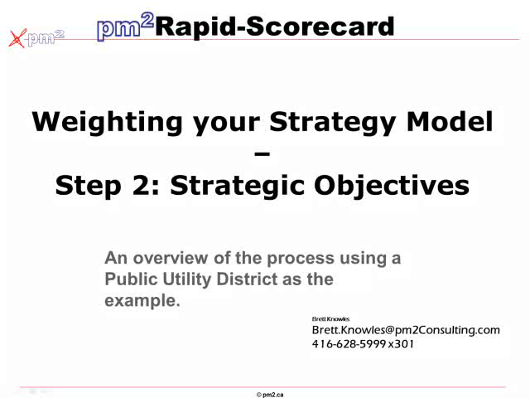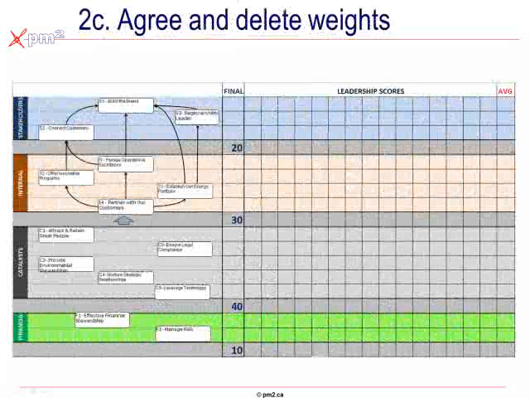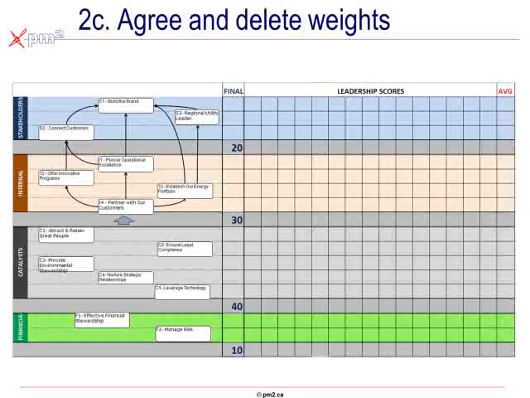Okay, so where we left off is we now have a strategy model that's weighted at the perspective level. So we have 4 numbers, 1 for each of the 4 perspectives. Our task now is to take the team through the activity of taking each of those perspective totals and allocating it across the objectives associated with it. So in this case, we have 20% to allocate across these 3 objectives.